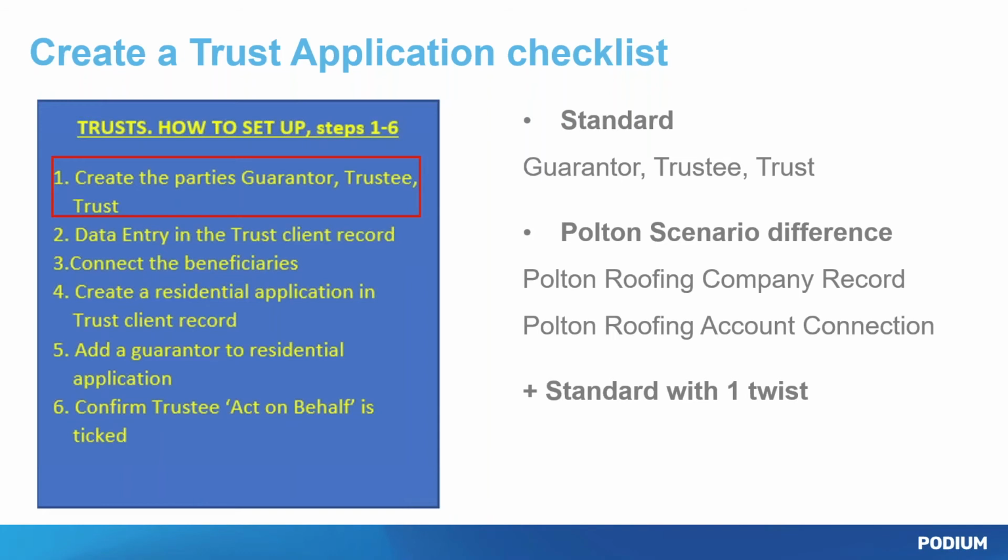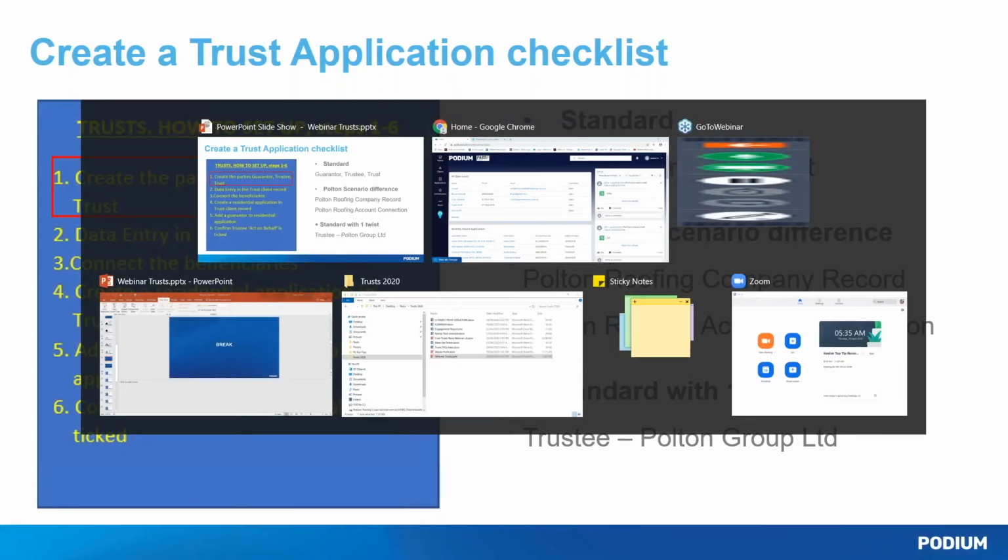So what we're going to do is we are going to do the Polton Roofing Service Company record first. That's above and beyond standard. We're also going to do all the account connections. That is the second piece that is above and beyond standard. And the twist with our particular scenario today is that the trustee is a company as well. So the trustee is the Polton Group Limited. Okay, let's jump into the live demonstration, and we're going to start with the Polton Roofing Services Company client record.